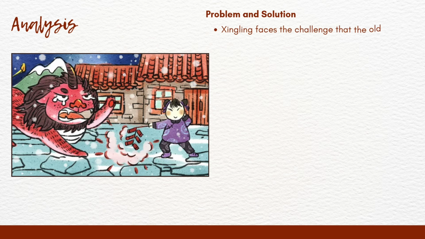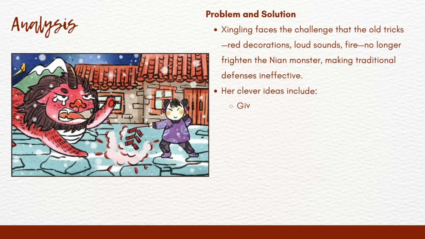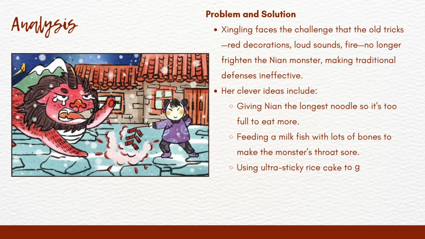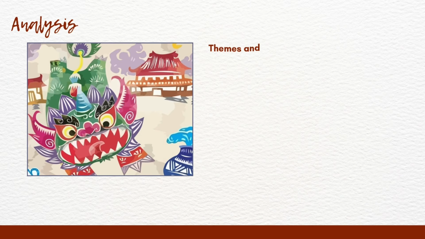For the problem and solution, Xingling faces the challenge that the old tricks, red decorations, loud sounds, and fire no longer frighten the Neon Monster, making traditional defenses ineffective. So her clever ideas include giving Neon the longest noodle so it's too full to eat more, feeding a milkfish with lots of bones to make the monster's throat sore, using ultra sticky rice cakes to glue Neon's jaws shut, and finally setting up spectacular fireworks to blast Neon away.